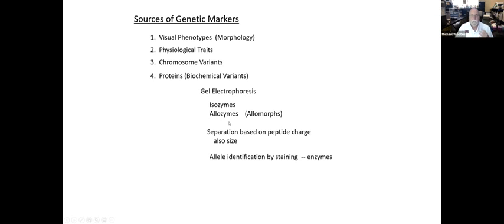Allozymes are the variations from a single gene in the protein that's produced. Isozymes are variation in different genes, different copies, okay? And they're separated on peptide charge, okay?